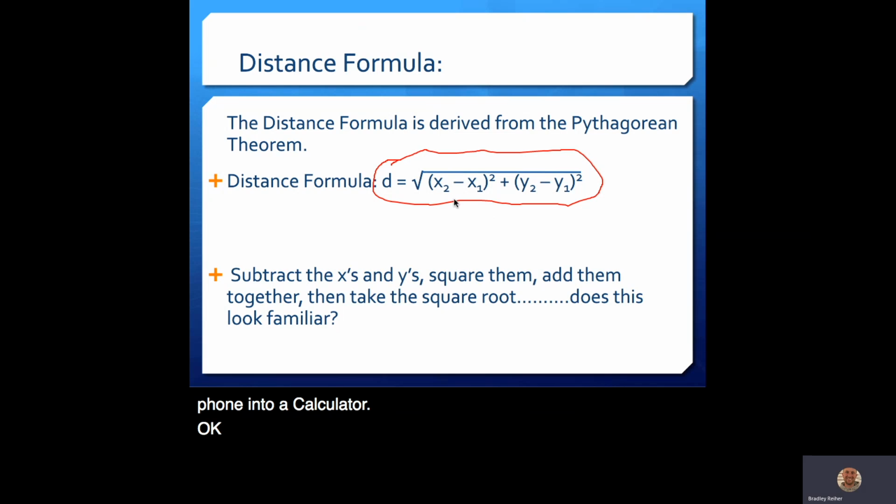Okay, so we're going to use this formula right here, and we're going to do that on the next video.